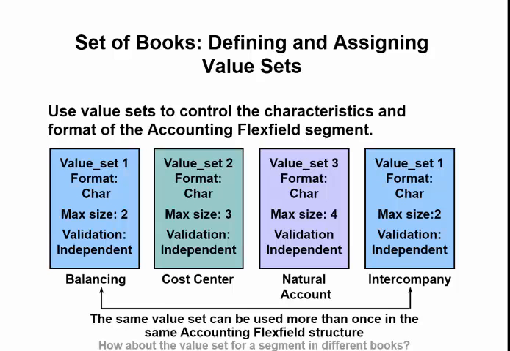So here is an example of a structure. You see I have 4 different segments for the account. We have a balancing segment, we have a cost center, we have a natural account, and then an intercompany.